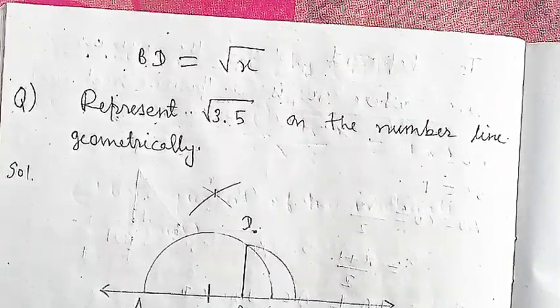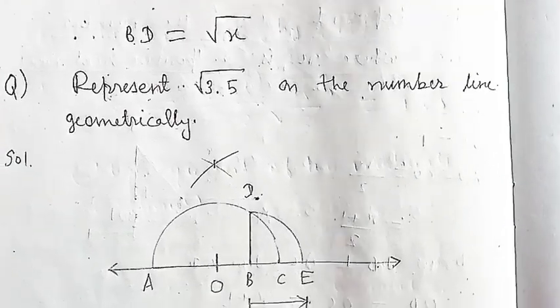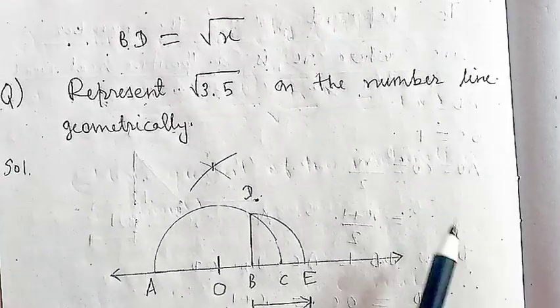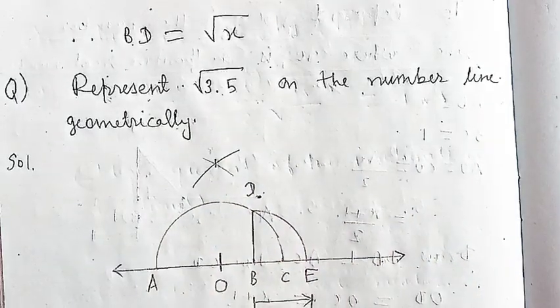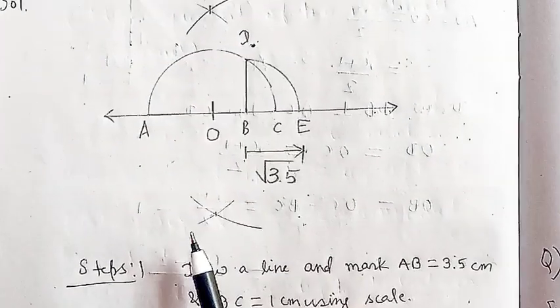Therefore BD is equal to root x. Now take x as root 3.5. Represent the square root of 3.5 on the number line geometrically. What have we to do?